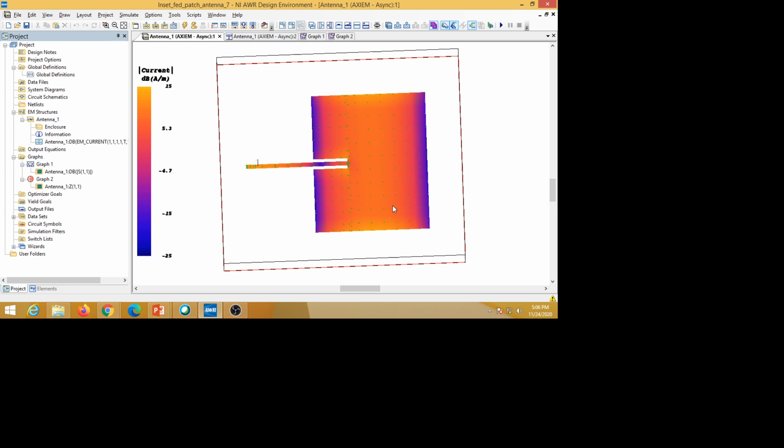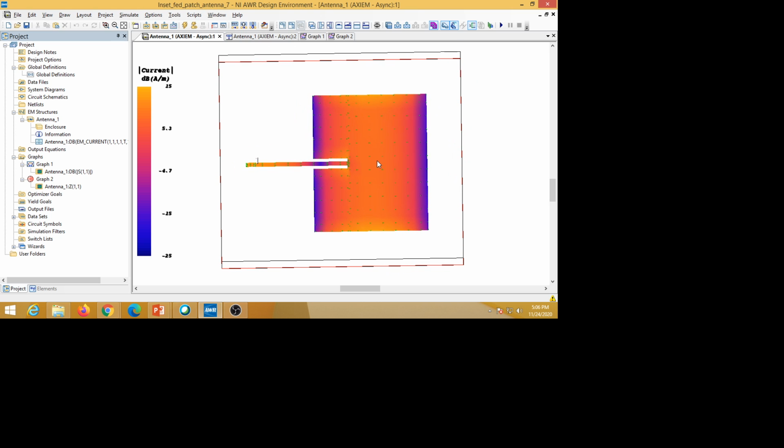This is a graph we have to observe in the laboratory. It says the current distribution should be minimum at the edges and maximum at the center. This graph you should observe. After this, what we have to do? This is the current.